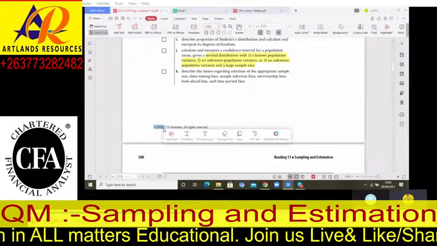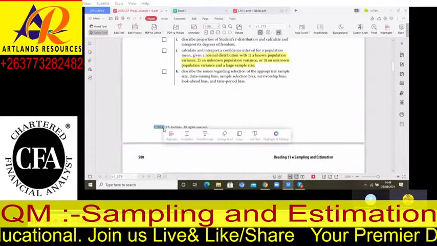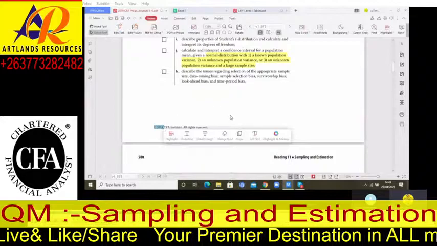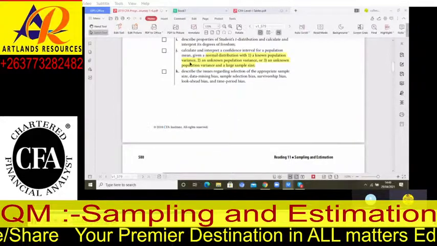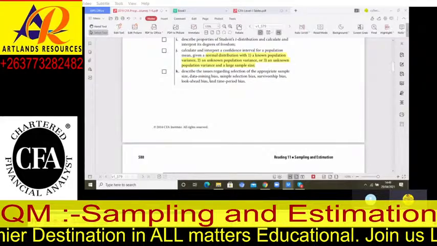So they rarely change. If you have papers, say from 2015 or 2020, you can still do those papers. It's still fine. Do those mocks. Still fine, especially on quantitative methods. Nothing has changed. Describe the issues regarding selection of appropriate sample, like data mining bias.